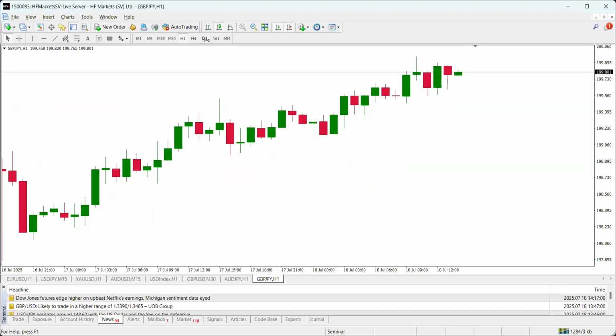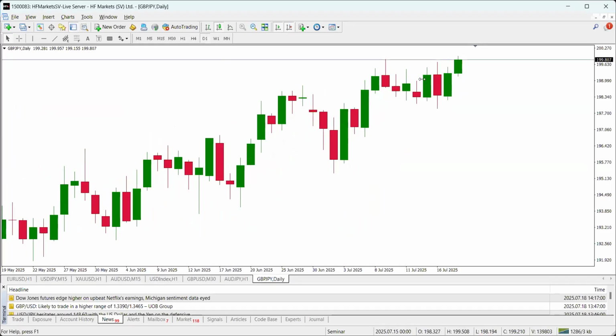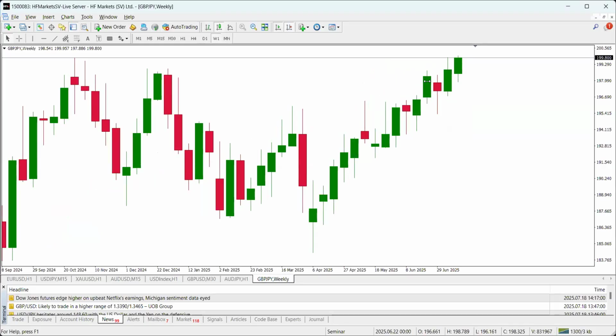If I move on to a daily time frame, for example, this becomes per day. This is today. This is yesterday. This, of course, is Wednesday. This was Tuesday. This was Monday. If I move to a weekly time frame, it becomes per week. And you can go on and on and on.